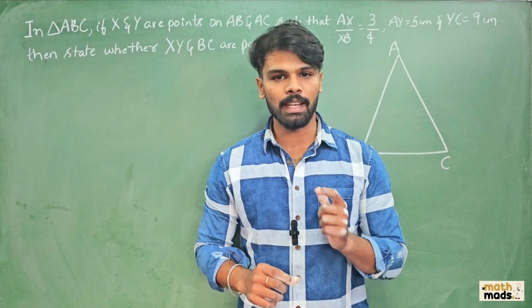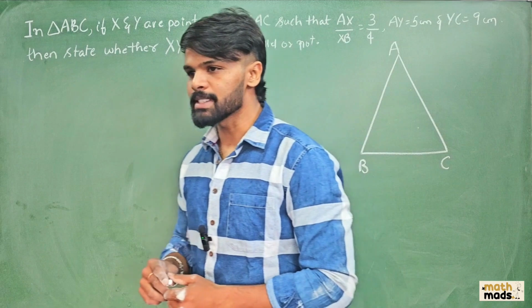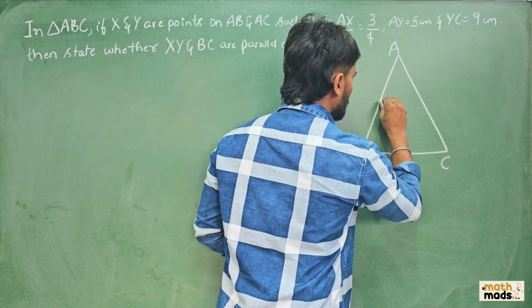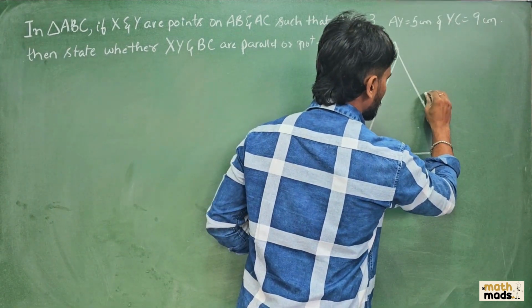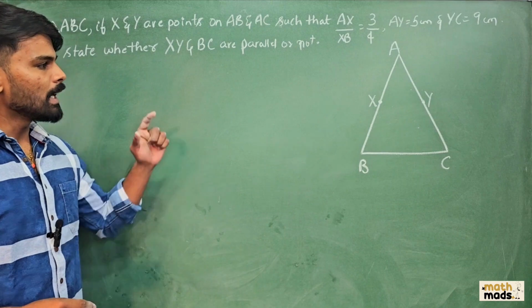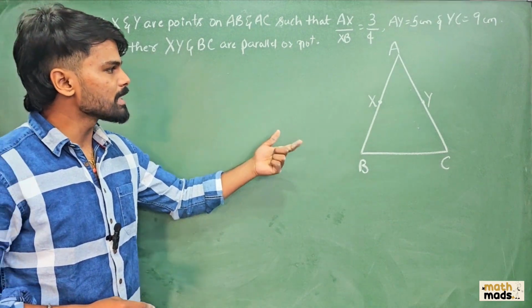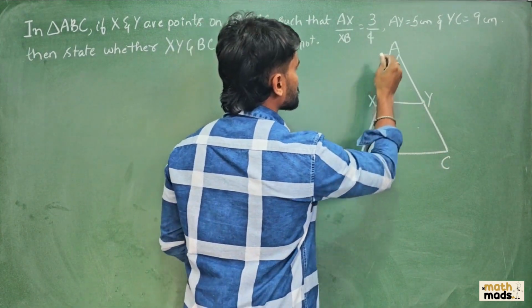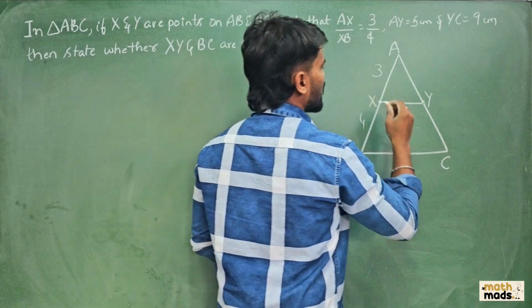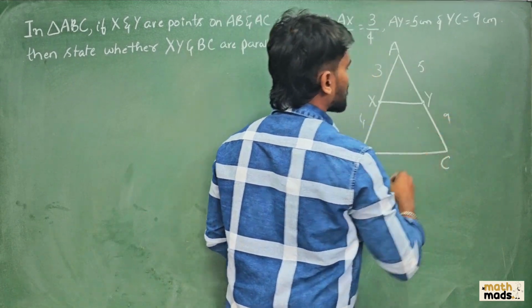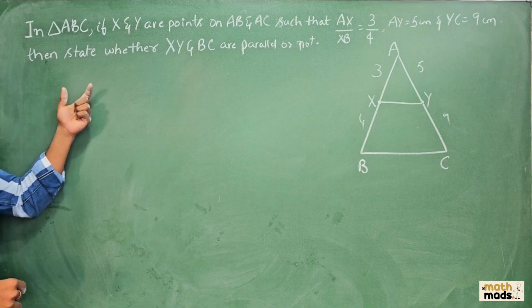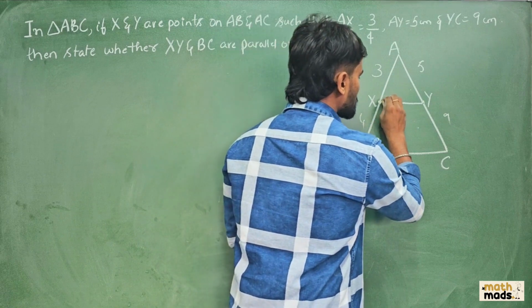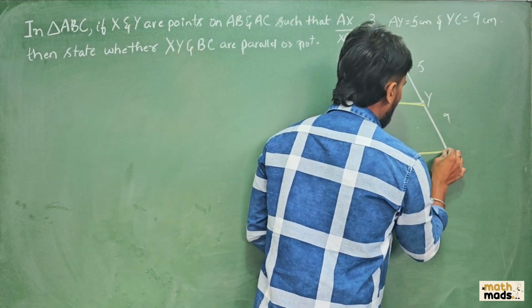So the last problem in 3 marks questions is, in triangle ABC, if X and Y are points on AB and AC, such that AX by XB is equal to 3 by 4, AY is 5 and YC is 9. We'll just join this. AX by XB is 3 by 4. Okay, AY is 5 and YC is 9 centimeter. Then state whether XY and BC are parallel or not. So we have to check whether this line XY and this line BC are parallel or not.